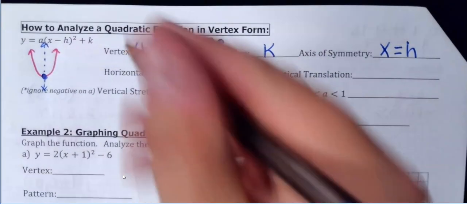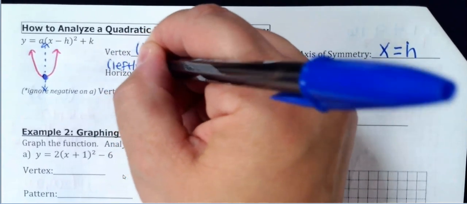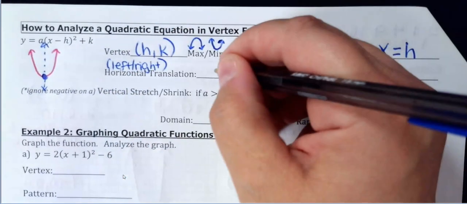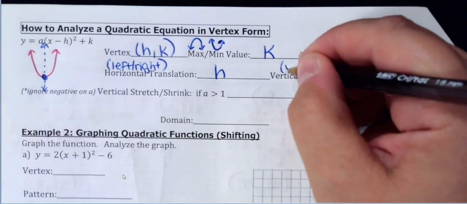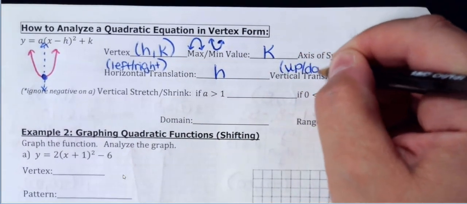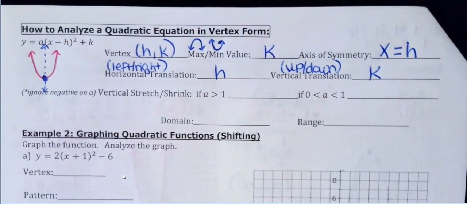All right, horizontal translation, if there is one, is going to shift your graph left or right. That's a horizontal one, and it's going to be affected by whatever h is. Your vertical translation is going to move your graph up or down, and that's just going to be whatever k is.